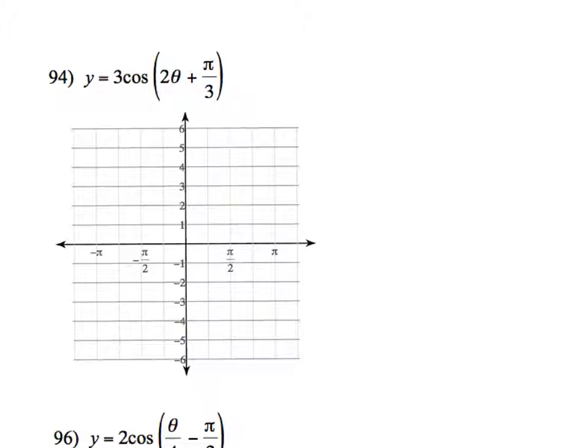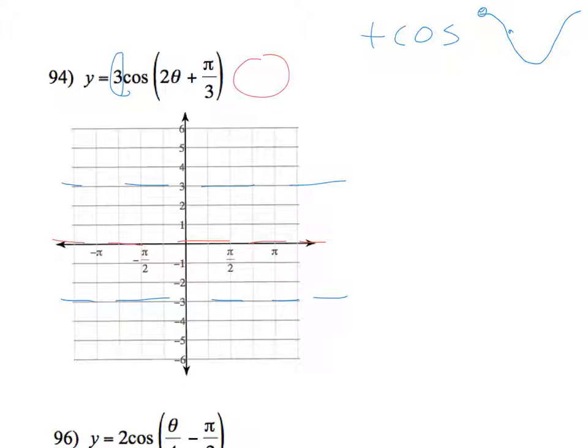First thing I need to know is that the midline, there's no number at the end, so that's going to be 0. Second thing, I put my amplitude boundaries, 3 above that, 3 below that. This is a positive cosine. That means the graph shape is going to look like this. And these are the 5 points I'm looking for.